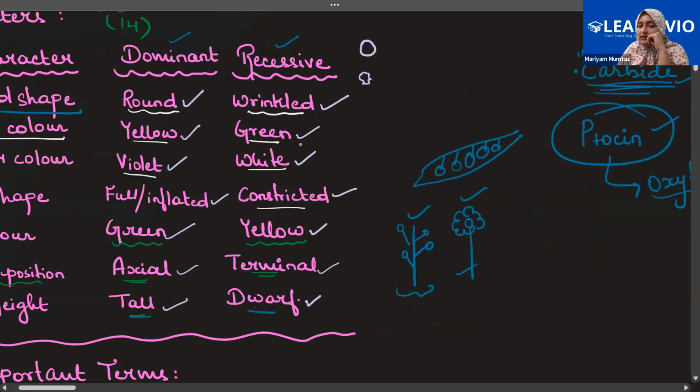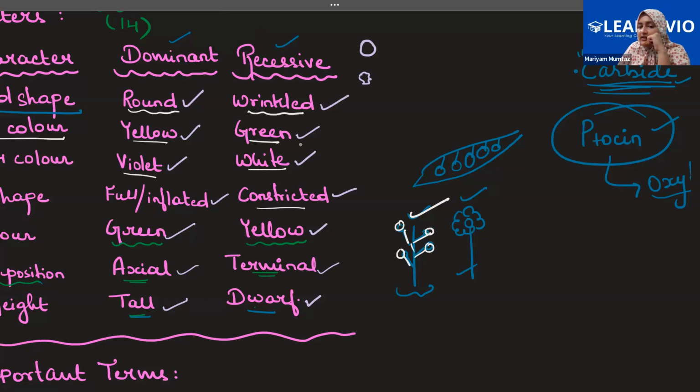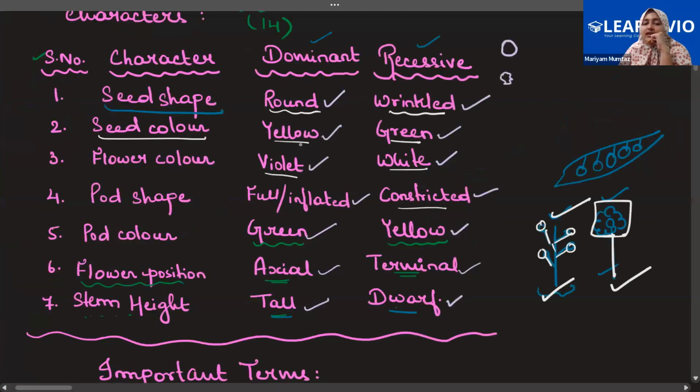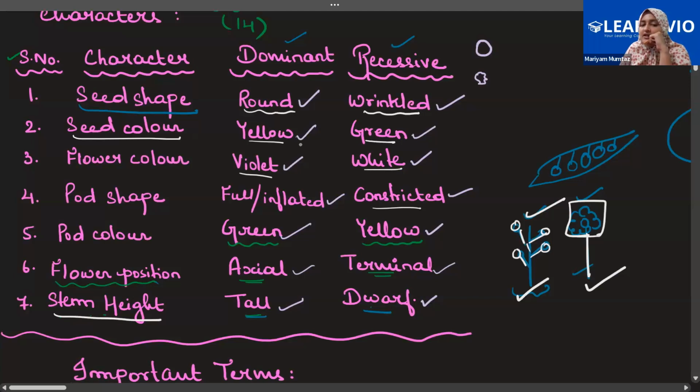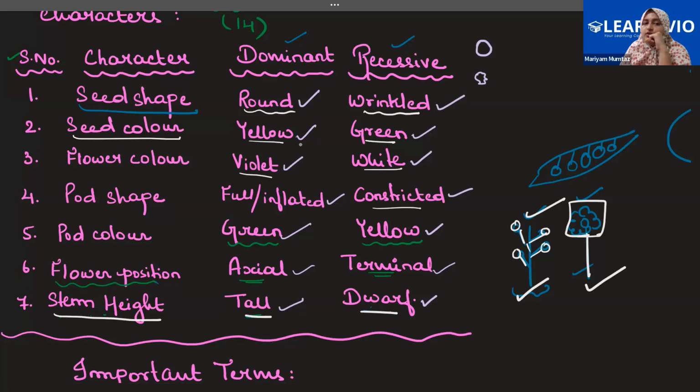Axial is when we draw the flower in the normal way, in this type of position. But when the stem terminates into one flower, that is terminal position. So the flower can be axial or terminal. And then the stem height. The height of the plant can be tall or dwarf. So these are the 7 pairs of contrasting characters.